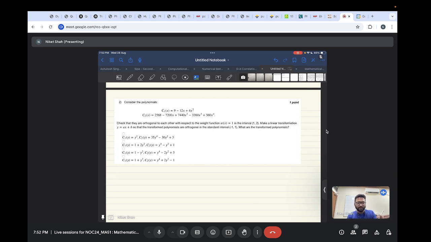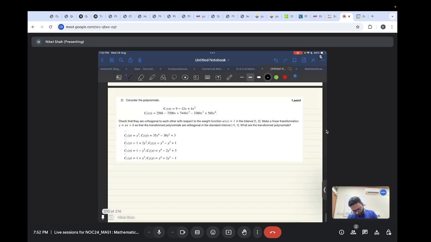This can be mapped to minus 1 to 1. We know that any interval a to b can be mapped to minus 1 to 1. But that's not the first step. We're supposed to check directly whether these polynomials are orthogonal in the given interval. So let's do that. Weight is 1. So let's go about checking directly.